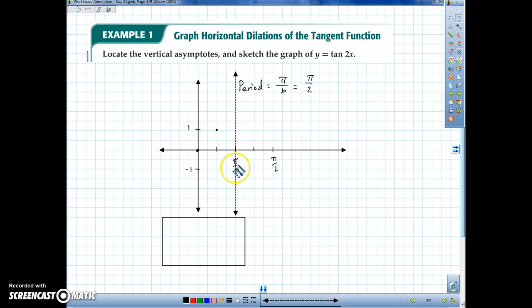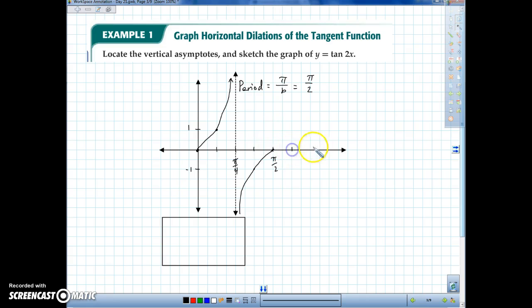I cannot plug in pi over 4 because if I do, I'd be taking the tangent of 2 times pi over 4, which is tangent of pi over 2. Tangent of 90 degrees or pi over 2 is undefined. So I'm just checking my work there. That makes sense that the asymptote is at pi over 4. And once I'm 3/4 away, I'll be at -1. And at pi over 2, I'll have completed the cycle.